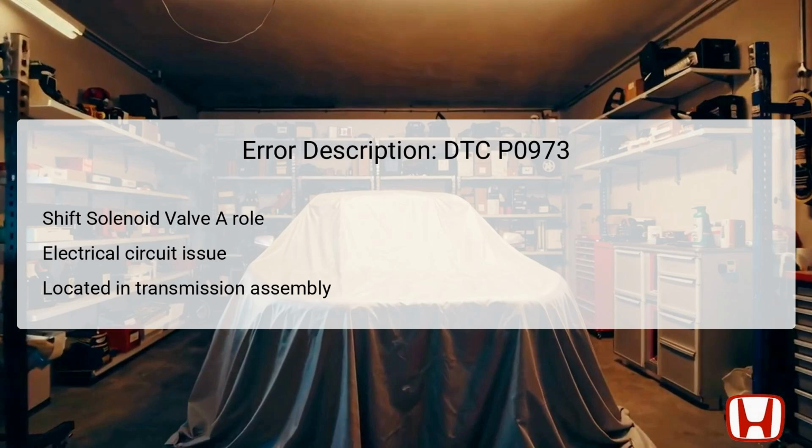This DTC indicates an electrical circuit fault within the solenoid circuit rather than a mechanical failure, which makes it essential to identify wiring issues or circuit shorts before assuming solenoid malfunction. Understanding the location and role of this solenoid helps significantly during troubleshooting procedures. Additionally, documenting any relevant snapshot data provides context for analysis and future reference.